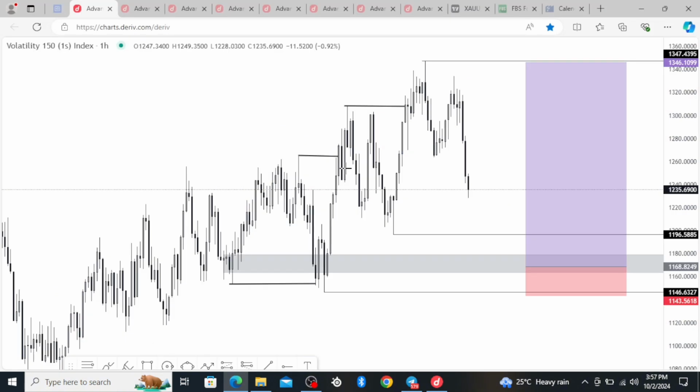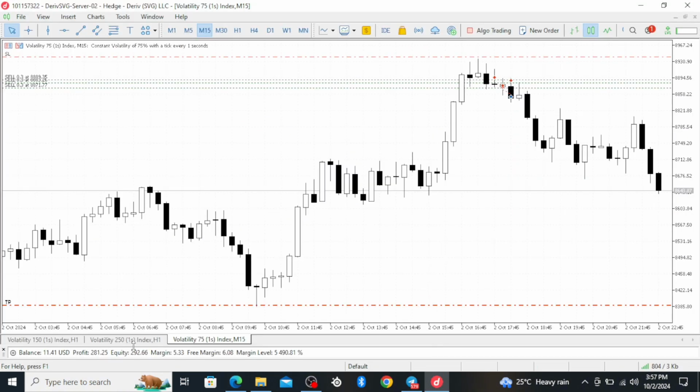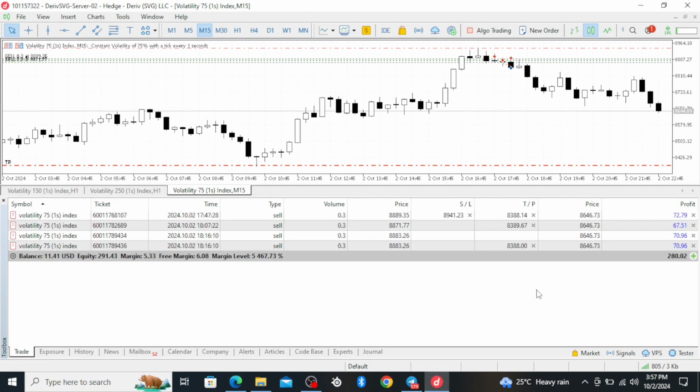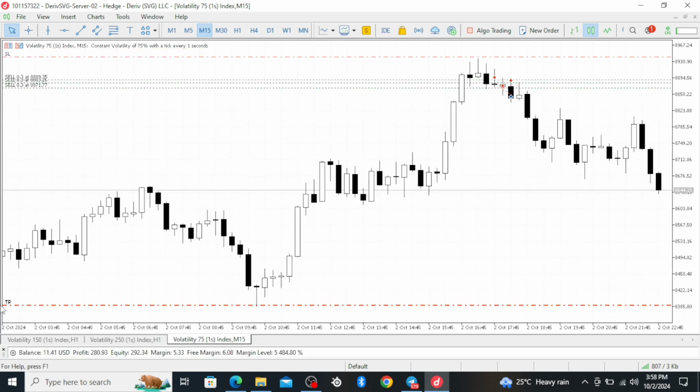So right now, let me go back to the MT5 and just show you guys something. This is too much, guys. You see $11 equity running $278. So that's something massive, guys.